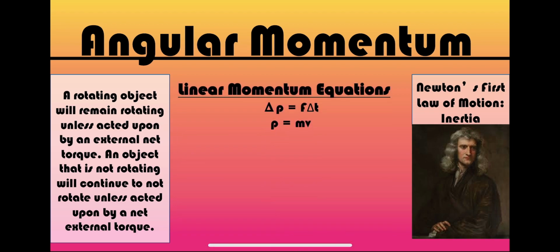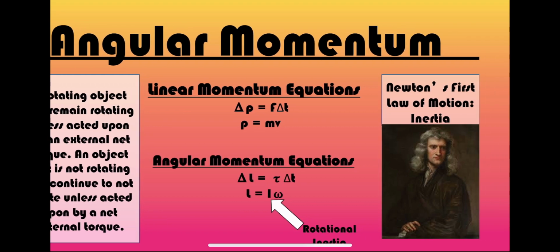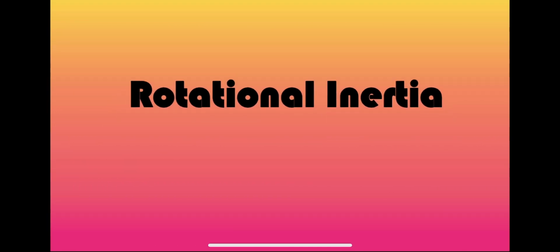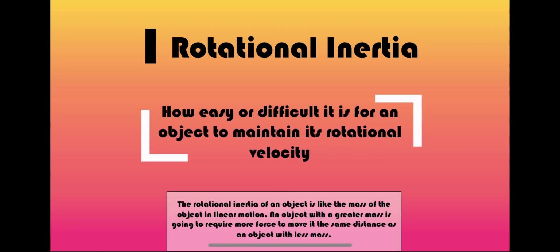We can use our linear momentum equations and make a few changes to get our angular momentum equations. Now you may notice one key difference between the linear and angular momentum equations, and that is that we changed the mass of the object when we calculated the linear momentum to a capital I. This capital I stands for the rotational inertia of the object. The rotational inertia of an object is how easily or how difficult it is for that object to maintain its rotational velocity.